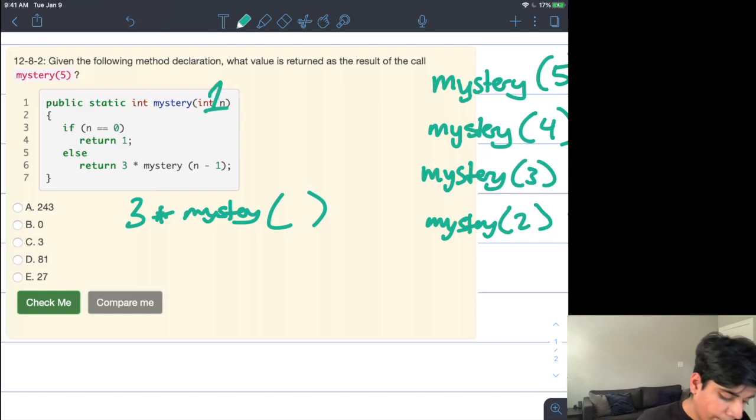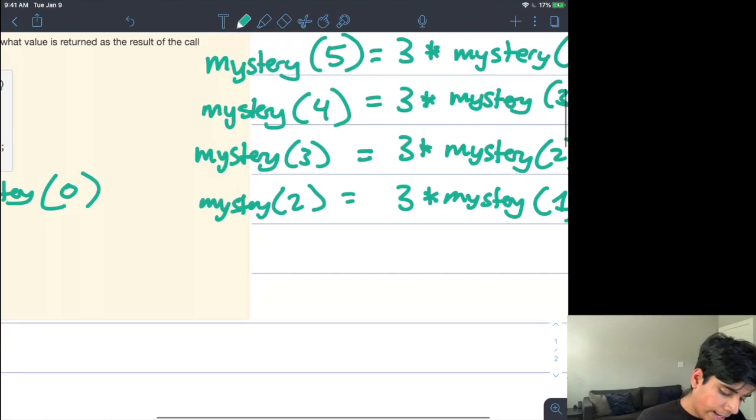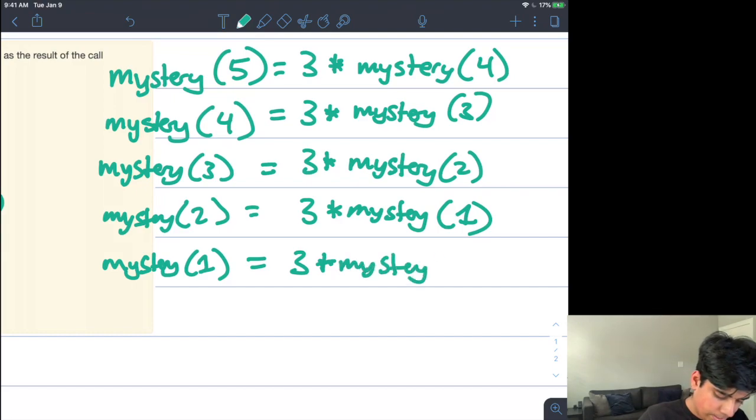So I'm going to put 1 in my parameter. Is 1 equal to 0? No, it's not. So I need to now run my return. And my return is going to be 3 times mystery with the parameter of 0, because n, or 1 minus 1, is equal to 0. So over here, I can simply write mystery 1 is equal to 3 times mystery 0. So now all we have to do is figure out what mystery 0 is.